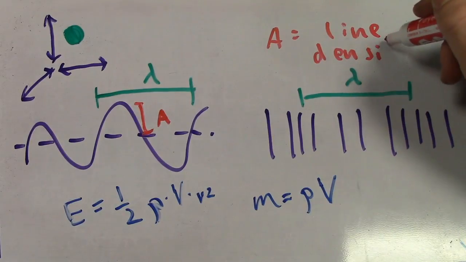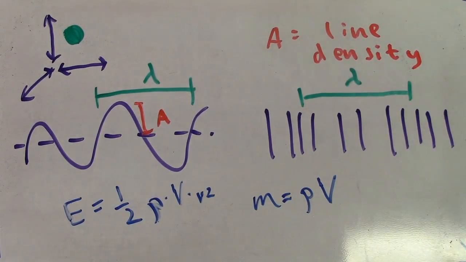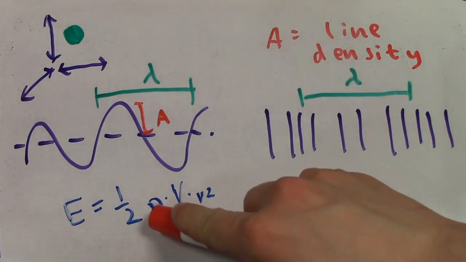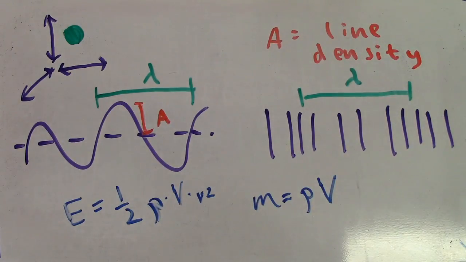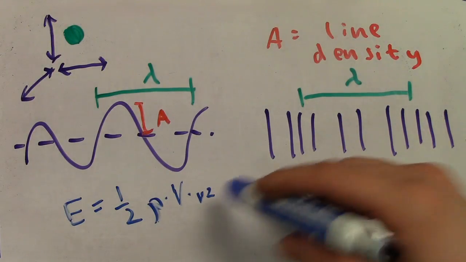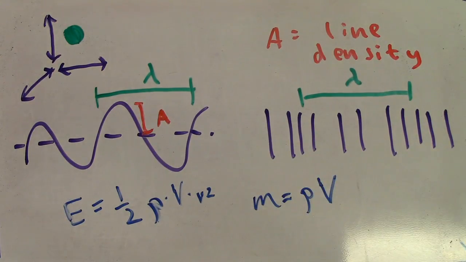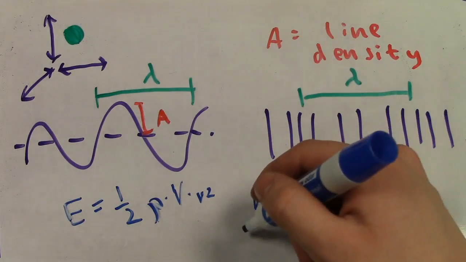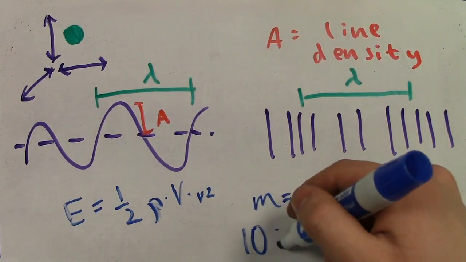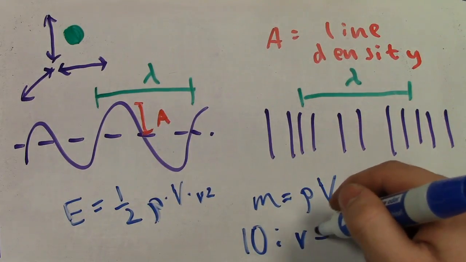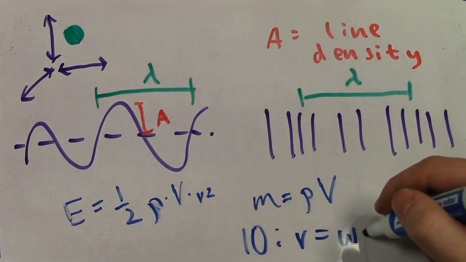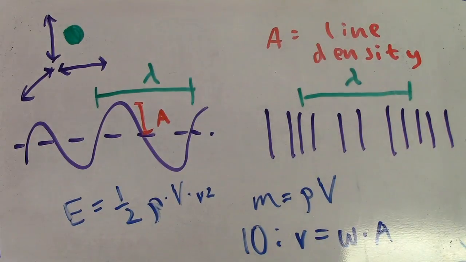In 1 or 2 dimensions, simply replace the volumetric density, rho, with the mass per unit length, or per unit area, respectively, and the volume of interest with the length of interest or area of interest, also respectively. Lastly, note that in 1 dimension, the particle velocity can be defined as the angular velocity of the wave times the amplitude of the wave.